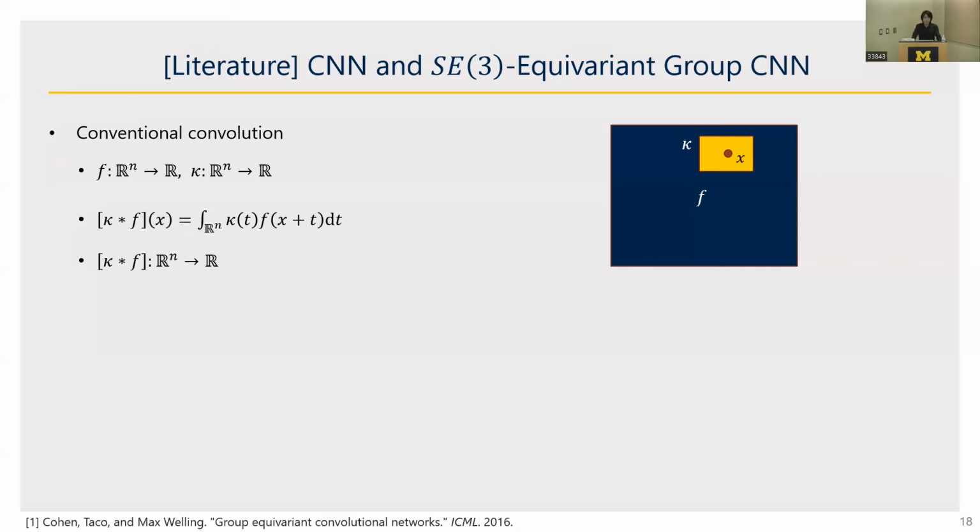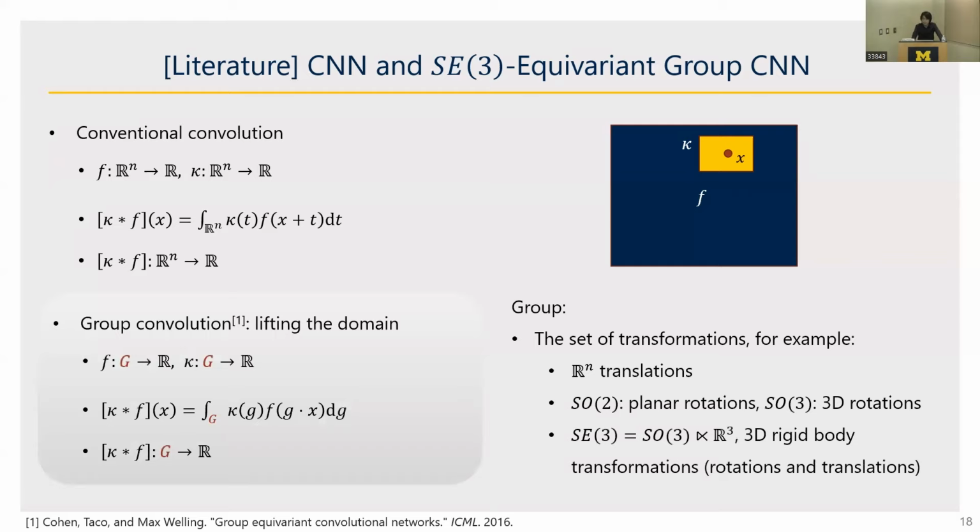And group convolution, as a representative SE3 equivariant network, is a generalization of the conventional convolution by lifting the domain from Rn, the Euclidean space, to the group space, which we denote as G here. We can see that the input function F, the kernel function kappa, and the convolution operation's output function are all defined now on the group space. And this is the main difference between group convolution and conventional convolution. And group here basically represents the set of transformations we're interested in. For example, Rn can be viewed as a group, the group of translations. And SO2, SO3, or SE2, SE3, as we mentioned before, the rotations and rigid body transformations, are also groups.